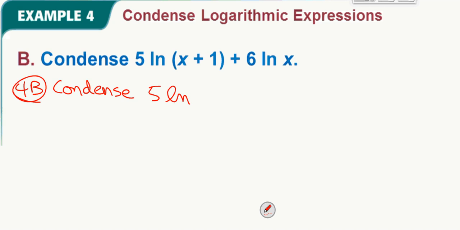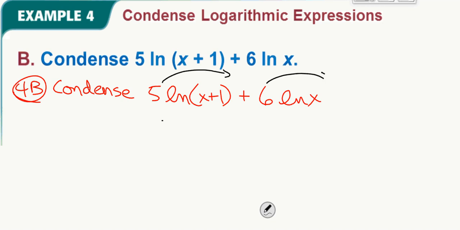5 ln parentheses x plus 1 parentheses plus 6 ln x. And so again, I'm going to use that power property and move that 5 up over here and that 6 here. So I want to think about that whole entity of that answer part raised to those powers. So this will be the ln of parentheses x plus 1 raised to the 5th plus the ln.